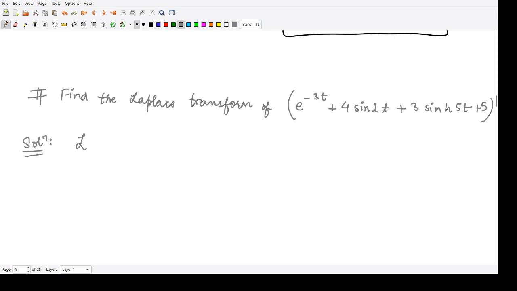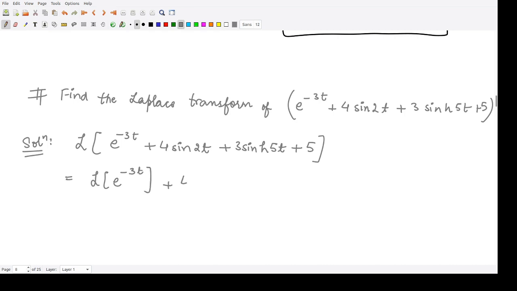Let us have a look how to calculate it. The Laplace transform of e to the power minus 3t plus 4 sine 2t plus 3 sine hyperbolic 5t plus 5. Because we know this is a linear operator, we can separate out all the terms. So it would be the Laplace transform of e to the power minus 3t plus 4 times the Laplace transform of sine 2t plus 3 times the Laplace transform of sine hyperbolic 5t, and then plus 5 times the Laplace transform of 1.